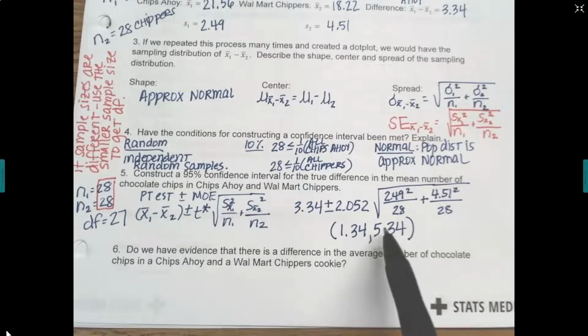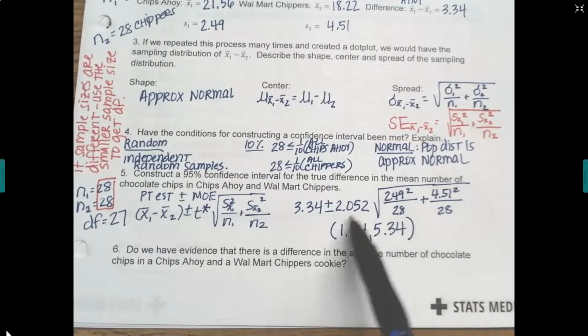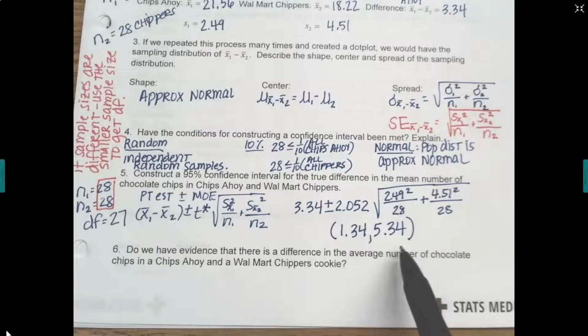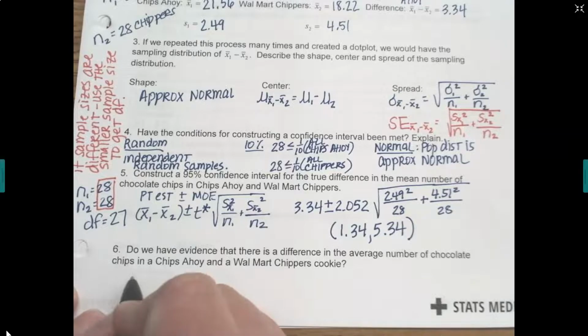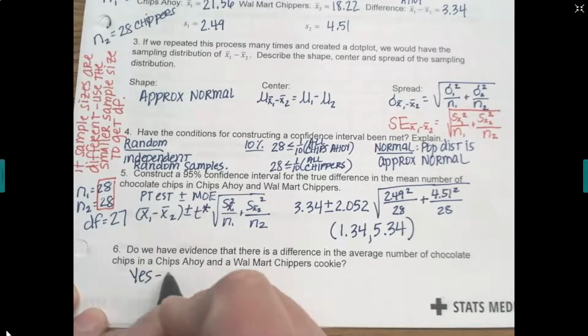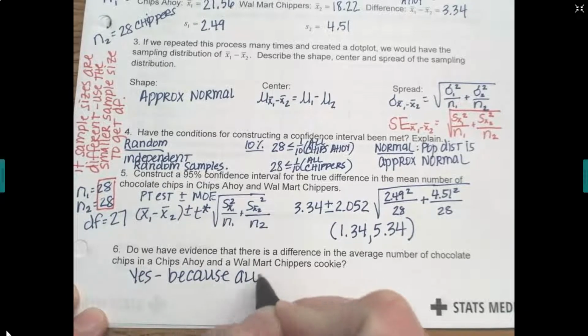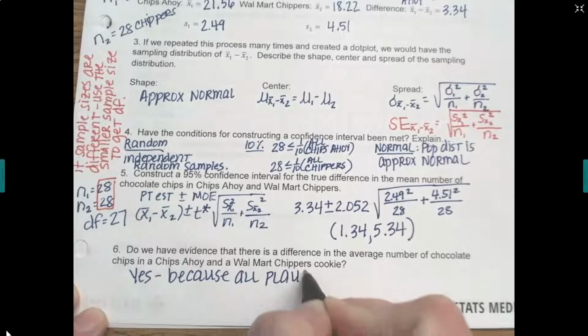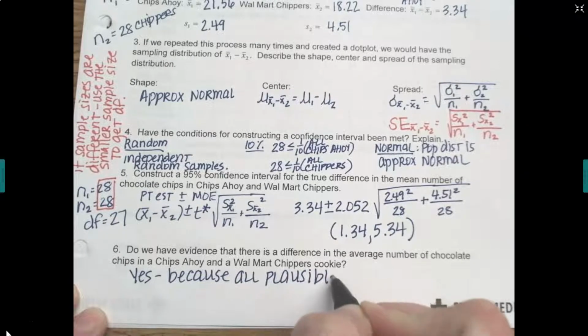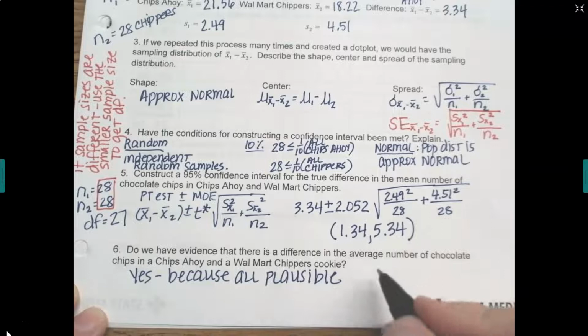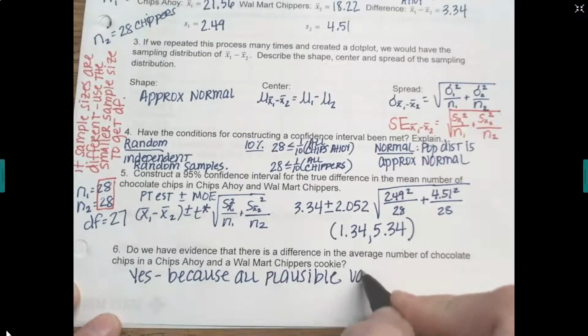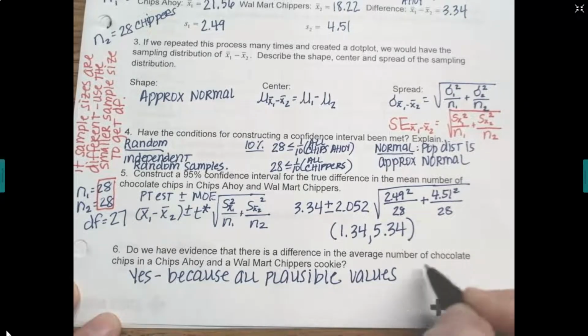Remember, we subtracted Chips Ahoy minus Chippers, and we got all positive numbers. That's interesting. Does this give you evidence that there is a difference in the average number of chocolate chips in Chips Ahoy and Chippers cookies? It does, because all the plausible values are positive. So in this case, that means the Chips Ahoy has more chips than the Chippers. But we were just asking specifically if there's a difference.